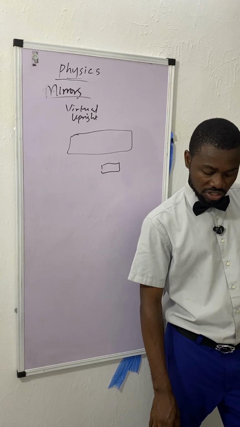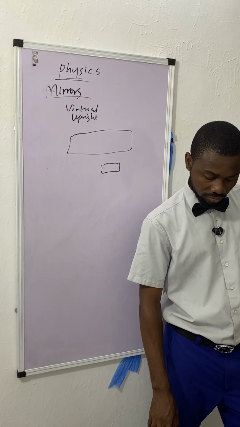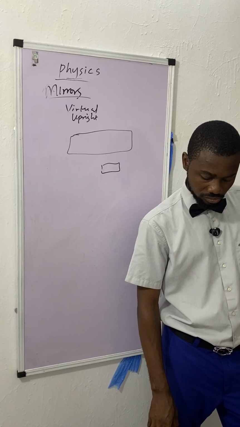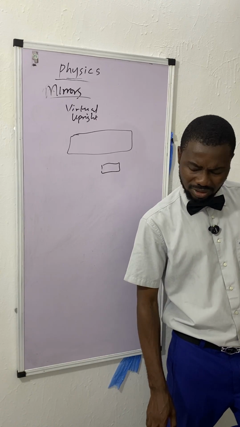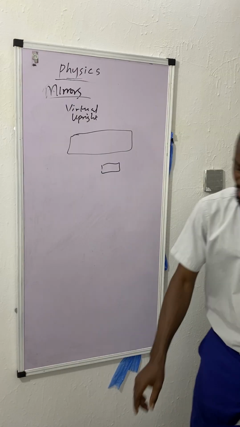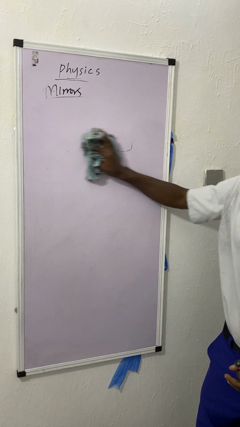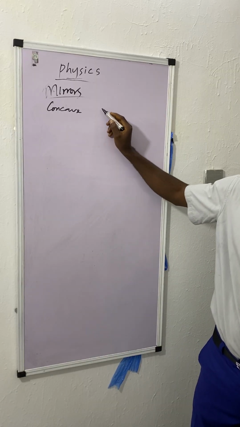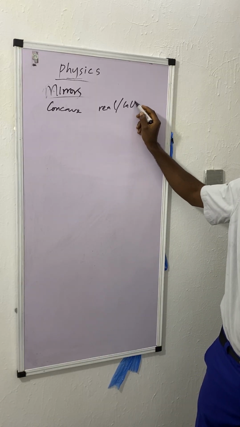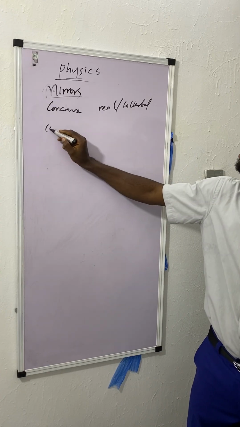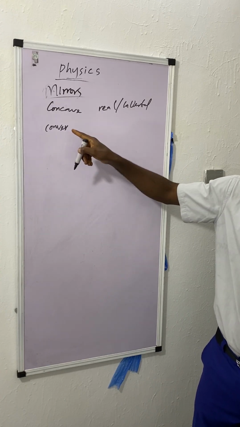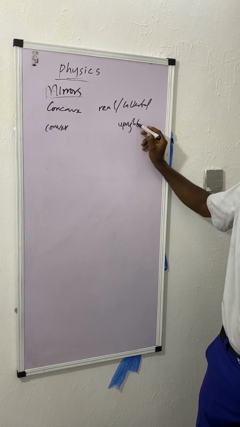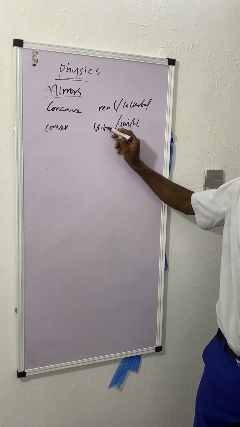That's why you can't use the convex mirror in cars. You can't use it in cars. All right? What am I even saying? One forms a real image. Let's take this again. The concave mirror forms a real image, real and inverted. Convex, because it's a diverging mirror, it forms an upright and virtual image.